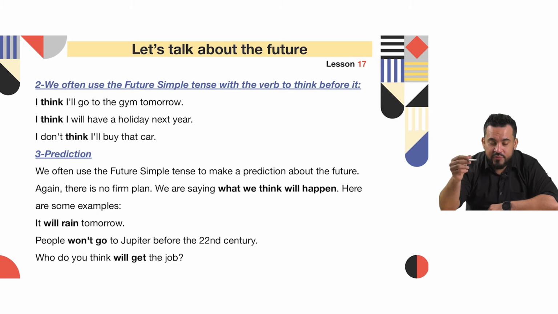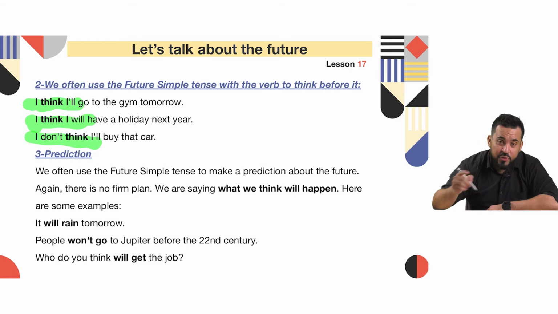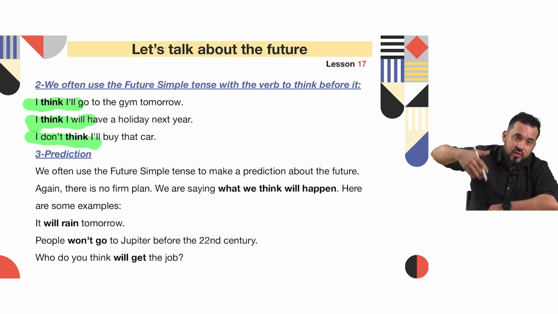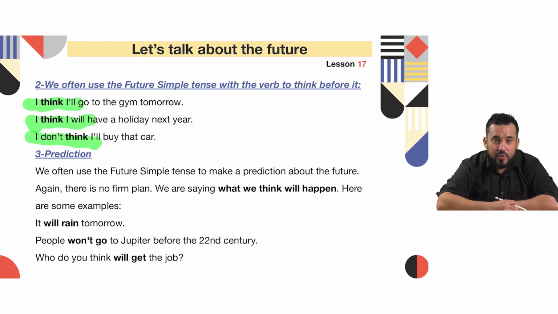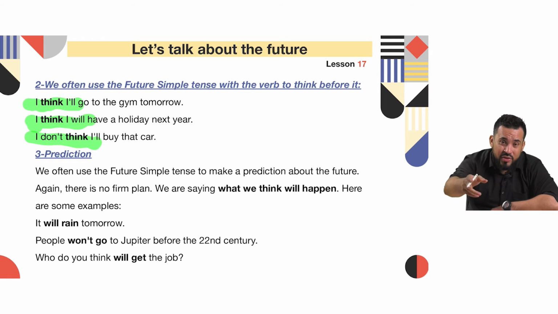Number two, we often use the future simple tense with the verb think before it. So, I think I will. I don't think I will. With the verb think, we normally use will. If there is the verb think, we normally follow it with will. Like, I think I'll go to the gym tomorrow. I think I will have a holiday next year. I don't think I'll buy a car. Oh, I don't think I'll buy that car.